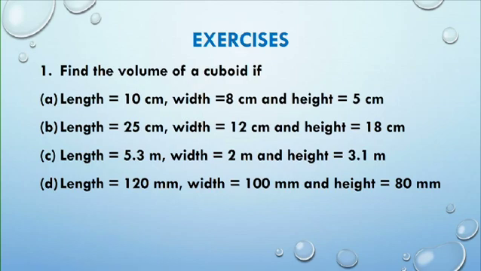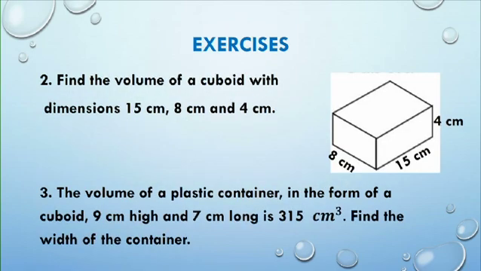Part C, the length is 5.3 meters, the width 2 meters and the height 3.1 meters. Last part, the length is 120 millimeters, width 100 millimeters and height 80 millimeters. Question 2. Find the volume of a cuboid with dimensions 15 centimeters, 8 centimeters and 4 centimeters.